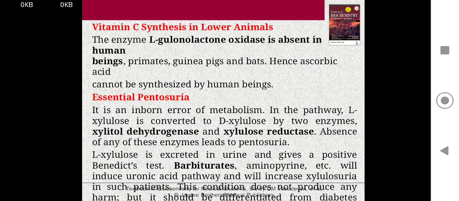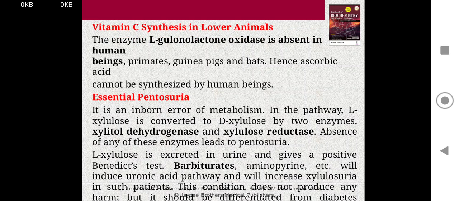Now vitamin C synthesis in lower animals. The enzyme L-gulonolactone oxidase is absent in human beings, primates, guinea pig, and bats. Hence, ascorbic acid cannot be synthesized by human beings.